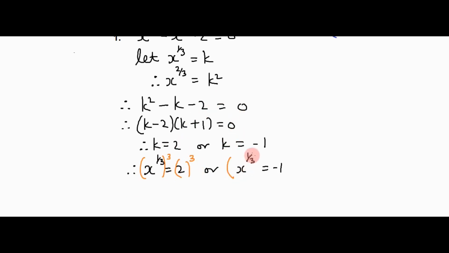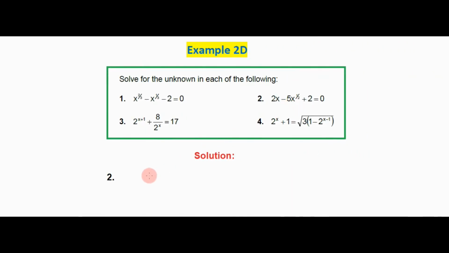And we do the same here. So then when we multiply the powers, they cancel, and we're left with x on the left-hand side. And 2 cubed, of course, is 8. And here the powers cancel when we multiply them. And -1 cubed is -1. Let's look at the second equation.